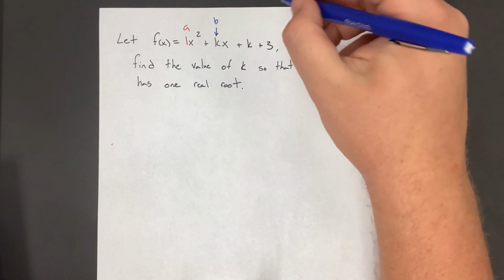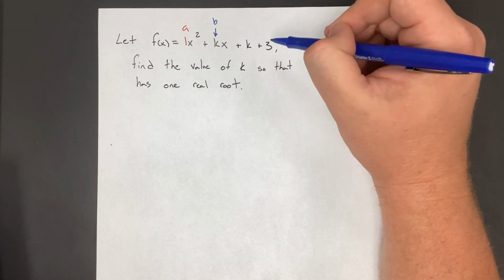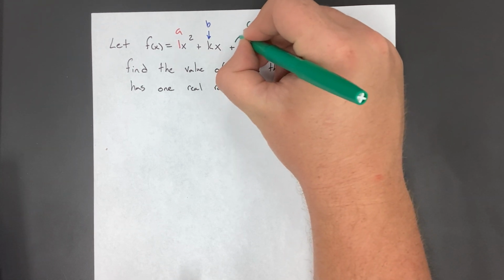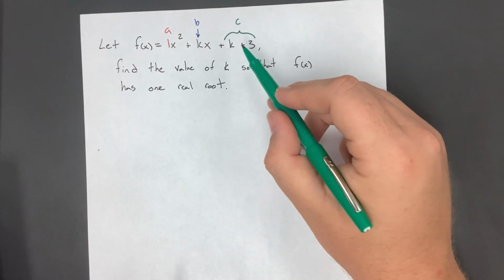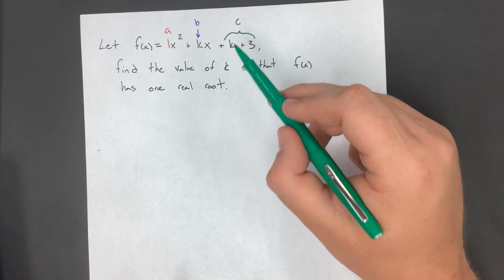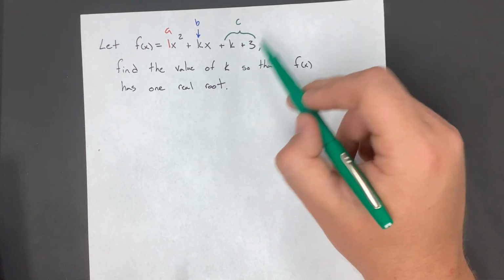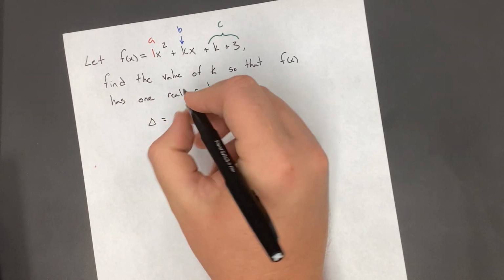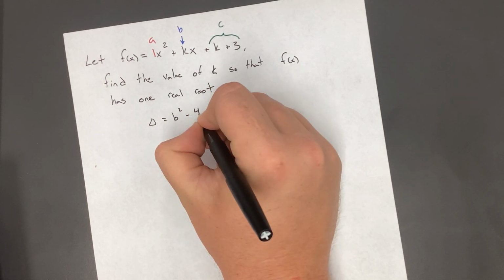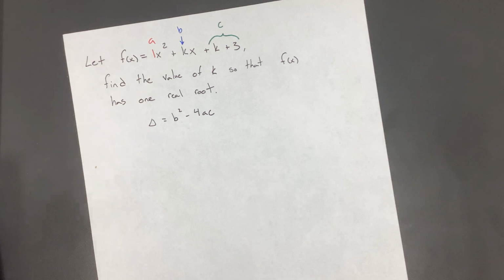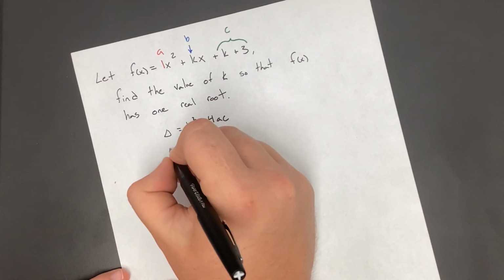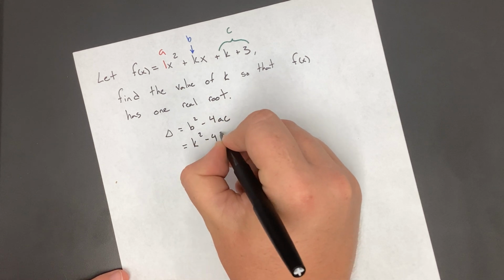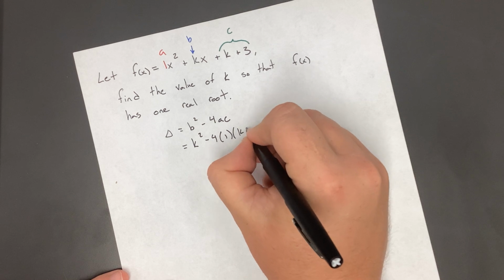Now, because there's no other x terms here, and I have a k and a 3, our c is essentially going to be k plus 3. It's going to be this whole constant term. Remember how I said k is a constant? And c is going to be this binomial, essentially. And so we know our discriminant is equal to b squared minus 4ac. And we know that b is k. So we have k squared minus 4 times 1 times k plus 3.